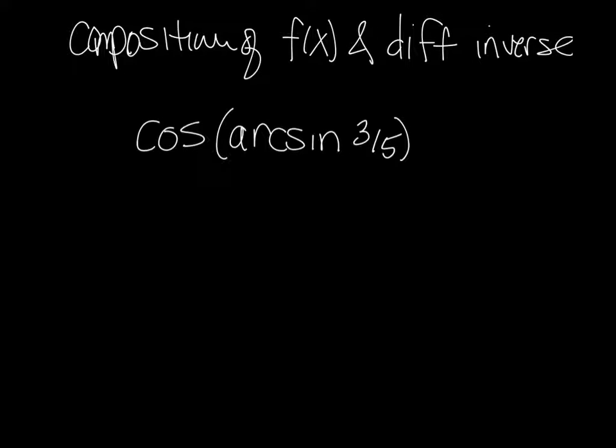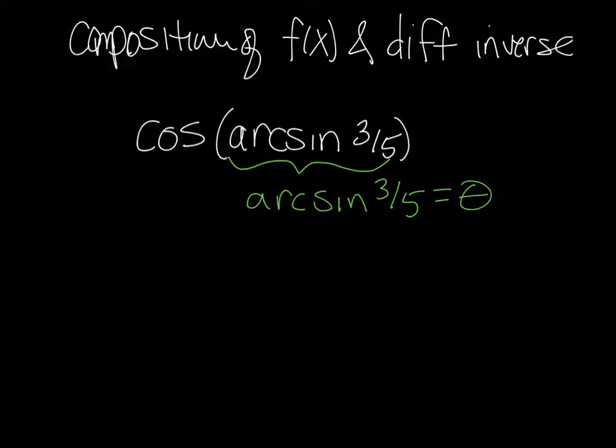So if we look at this one, we've got the cosine of the arcsine of 3/5. Now, we always start on the inside. So let's just rewrite that. That's arcsine of 3/5, and that equals some angle, right? Because this is the inverse, so it always equals an angle. So let me rearrange that back into the original function. So we've got sine of the angle equals 3/5.